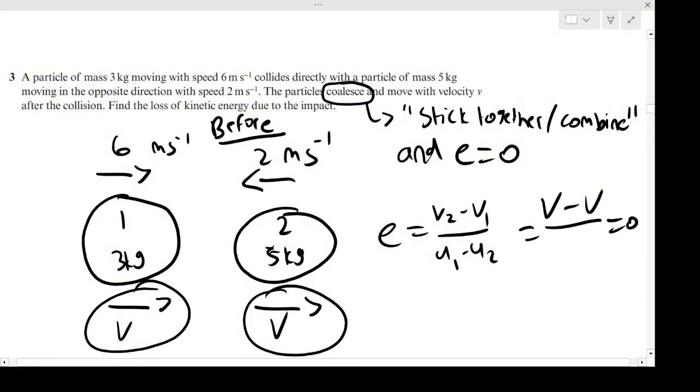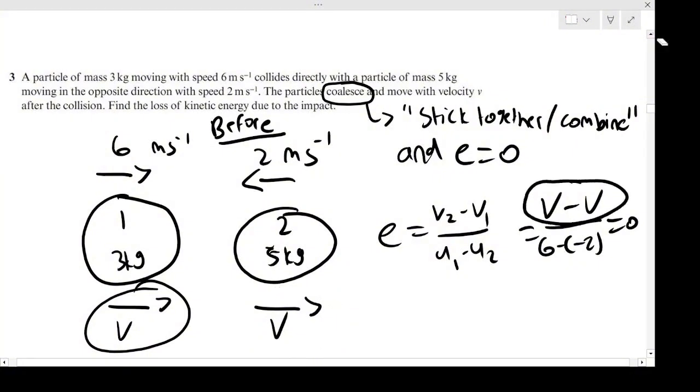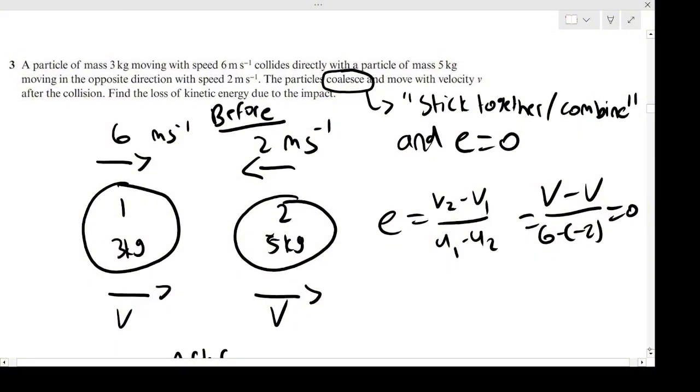But let me just complete this. So u1 then is going to be 6, take away the -2 because it's going in the negative direction. You can see that E will then be 0 because effectively the speed of separation goes to 0, because they're not separating, they're stuck together. So you can see, therefore, E is 0 here, in the case they stick together.